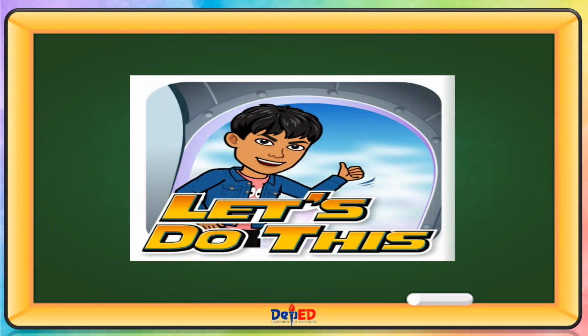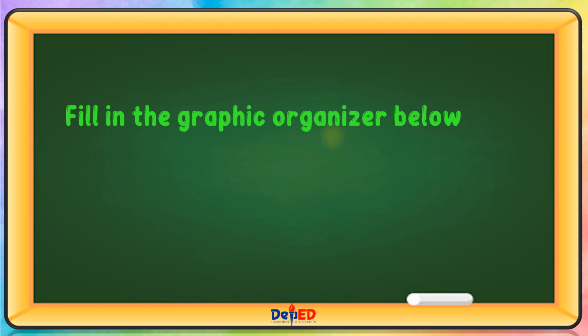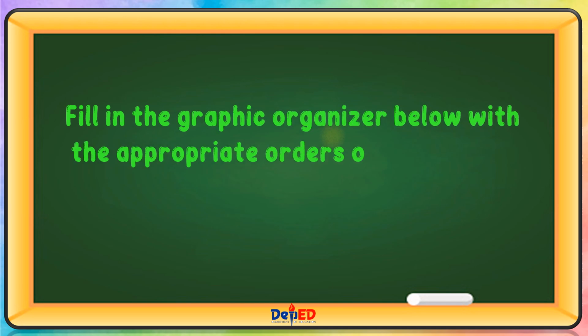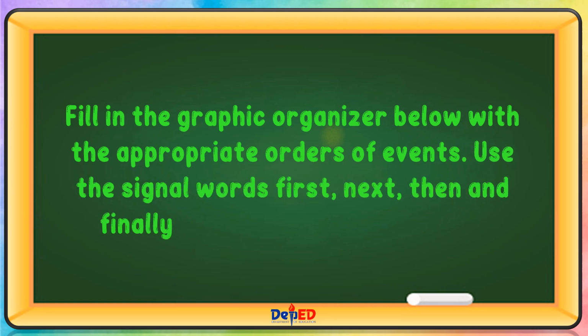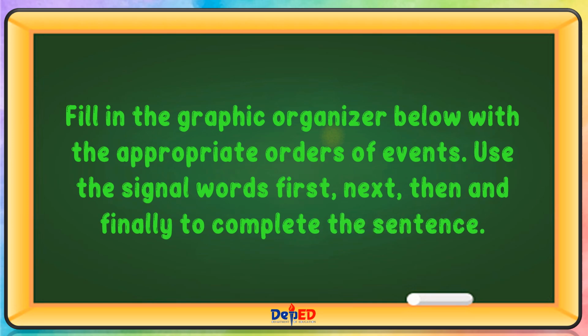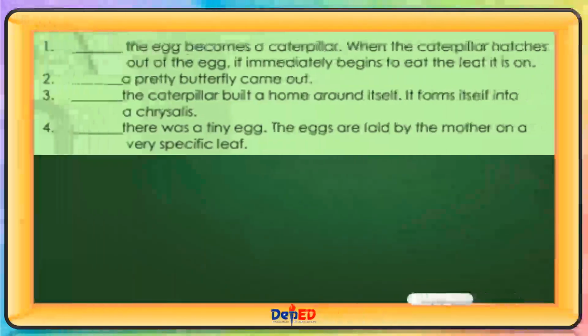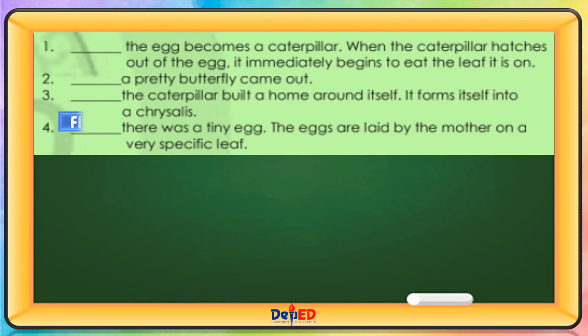Let's do this. Fill in the graphic organizer below with the appropriate order of events. Use the signal words first, next, then, and finally to complete the sentence. First, there was a tiny egg. The eggs are laid by the mother on a very specific leaf. Next, then, and finally.